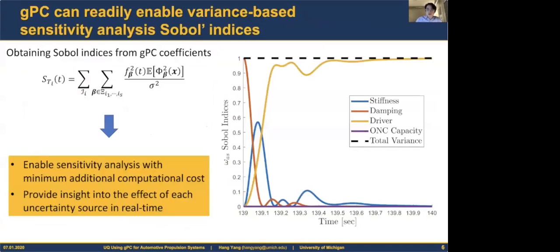Besides this significant computational efficiency benefit, the proposed approach also readily enables variance-based global sensitivity analysis via Sobol indices. An example of this analysis is shown on the right. This enables sensitivity analysis with minimal additional computational cost and provides insight into the effect of each uncertainty source in real time.